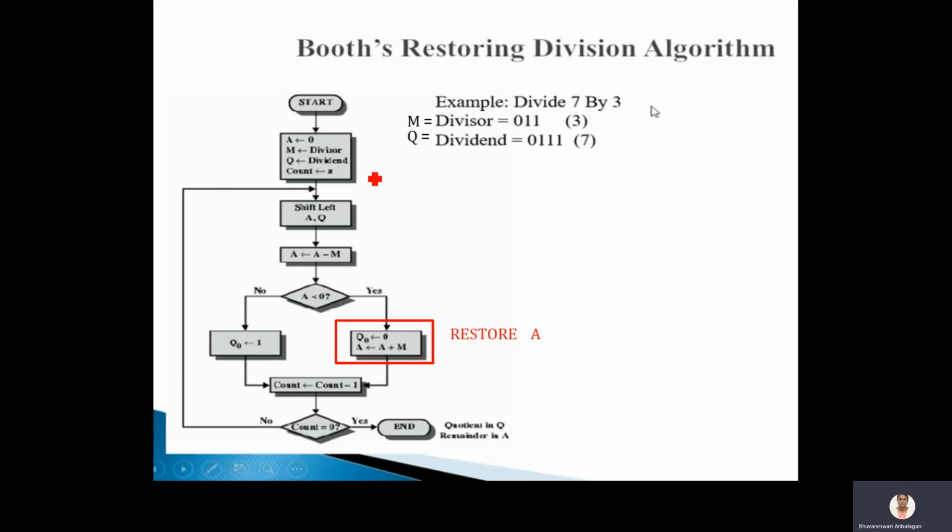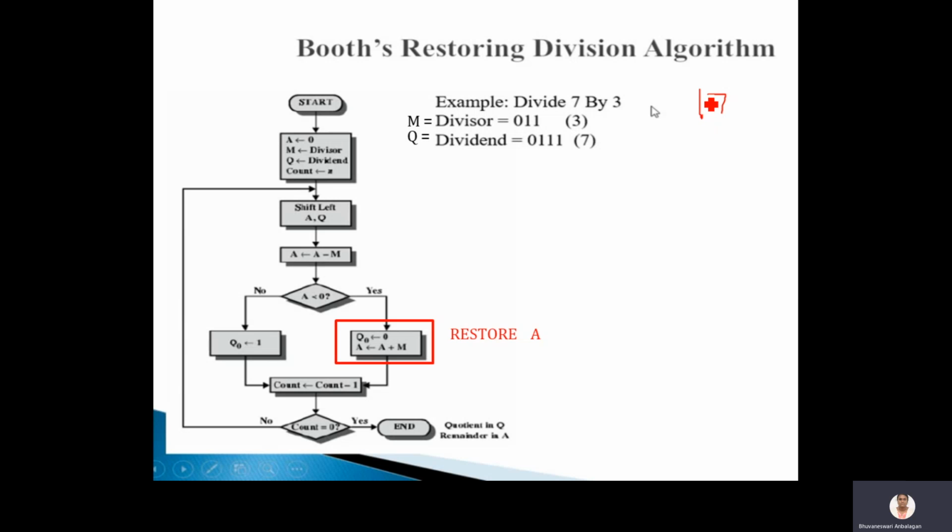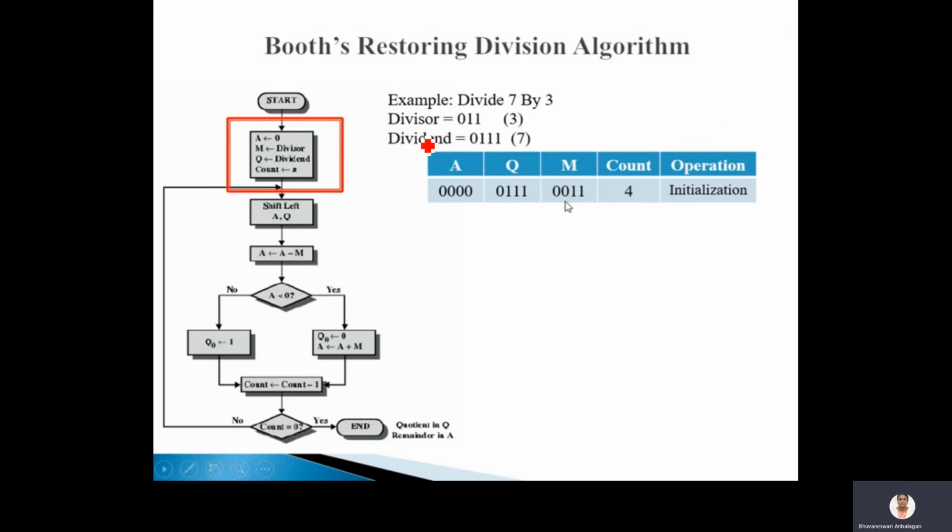So given an example here, 7 divided by 3. So what is the value of 7 divided by 3? I will get 2 and then I will get 1. So this is going to be the quotient and this is going to be the remainder. So I'm going to store the value of divisor in M and dividend in Q and I'm going to perform it. So we'll get into how the division operation using the restoring division algorithm is going to work here.